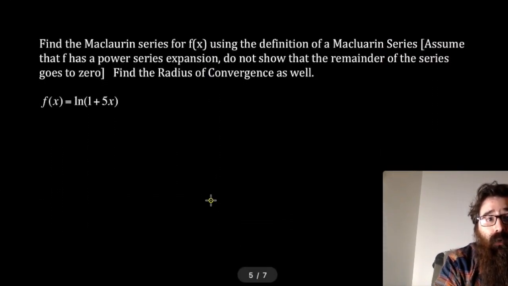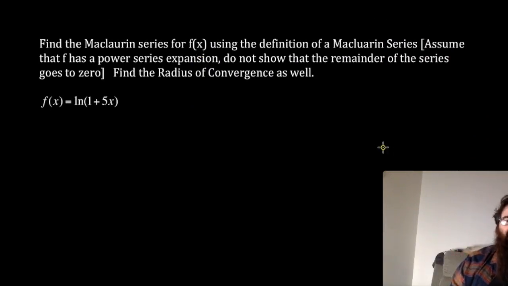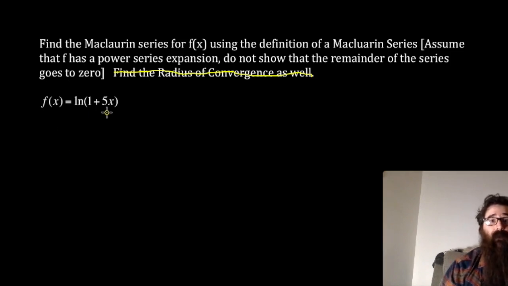Let's take a look at one more. I want to find the Maclaurin series for f of x. Again, we're going to assume that there is a power series expansion. We're not going to worry about the remainder of the series. We're going to not worry about showing that it goes to 0. I do want you to find the radius of convergence for practice with ratio test, but we're not going to do that together since we did that just a bit ago. But let's go ahead and find our Maclaurin series.